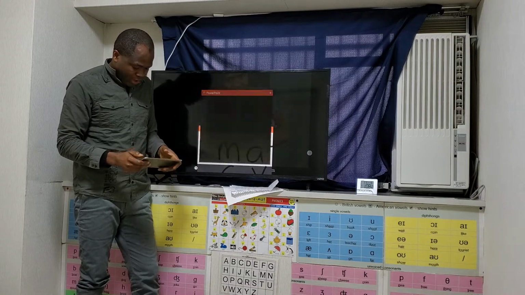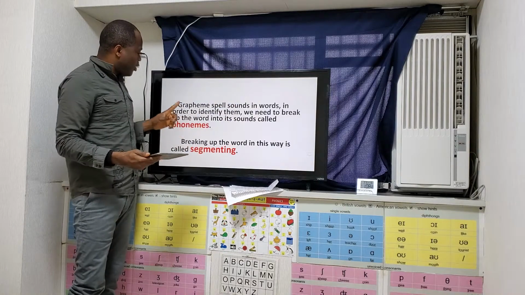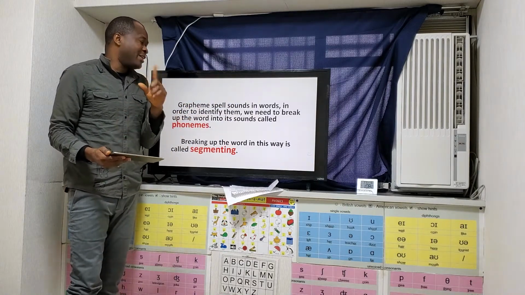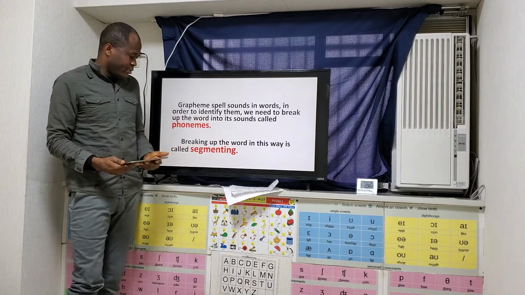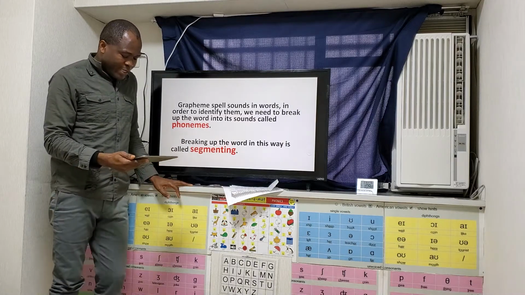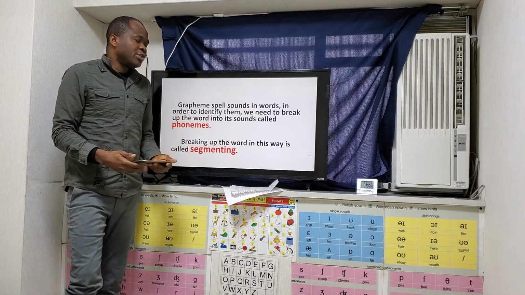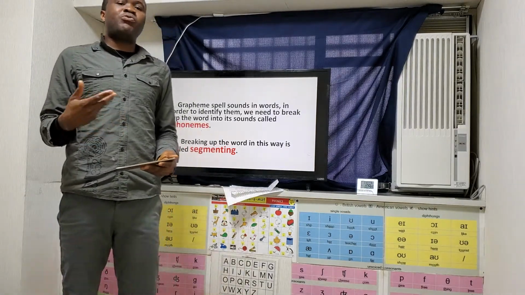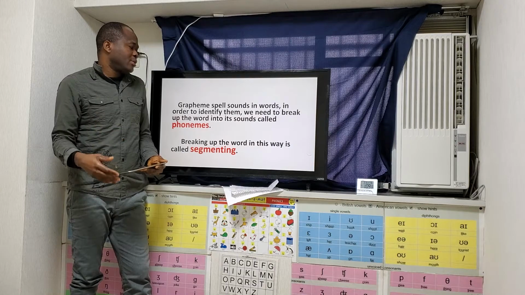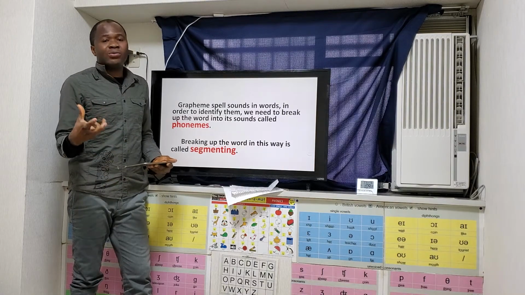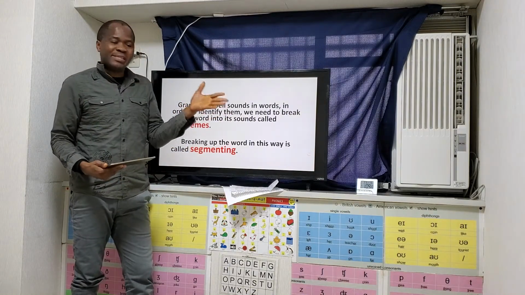Let's go over to our PowerPoint so we can progress in our lesson. Graphemes spell sounds in words in order to identify them. Before you can identify that, we need to break up the word into its sounds, called phonemes. Breaking up the word in this way is called segmenting. Segmenting is the process, the steps involved in breaking up words into their units of sound, so that we'll be able to identify the graphemes in them.